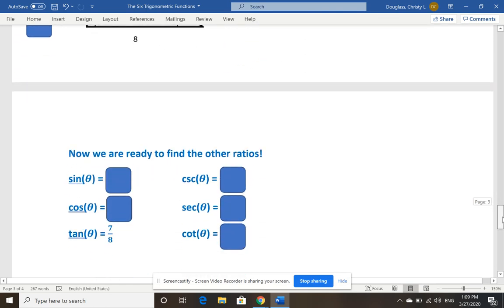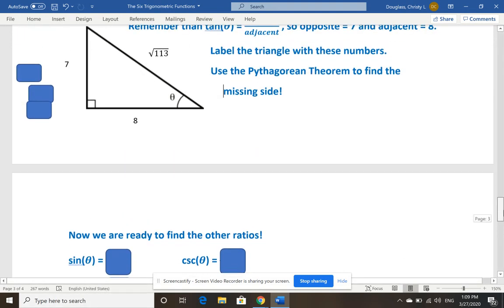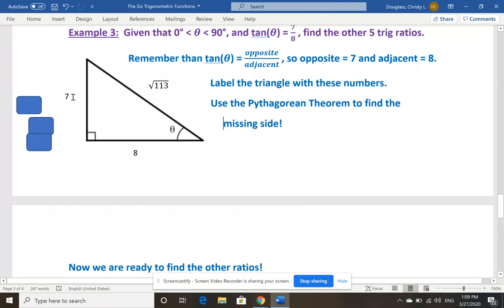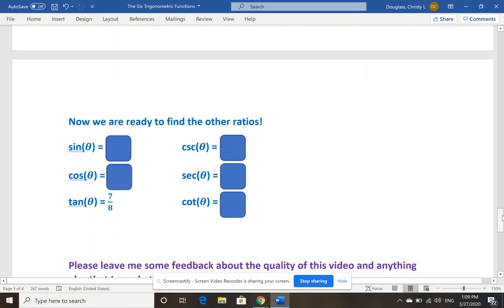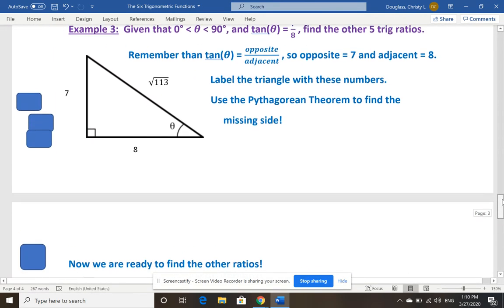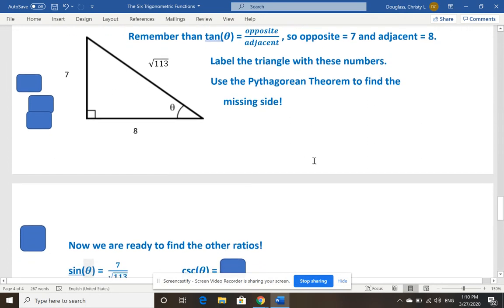So now we're ready. So here are the other ratios. Now notice I already filled in tangent. That was the given one. So sine is opposite over hypotenuse. So it's going to be 7 over the square root of 113. Now that is not rationalized, but we can talk about that later. Why don't you pause this video and see if you can find the rest of the trig ratios based on this triangle.